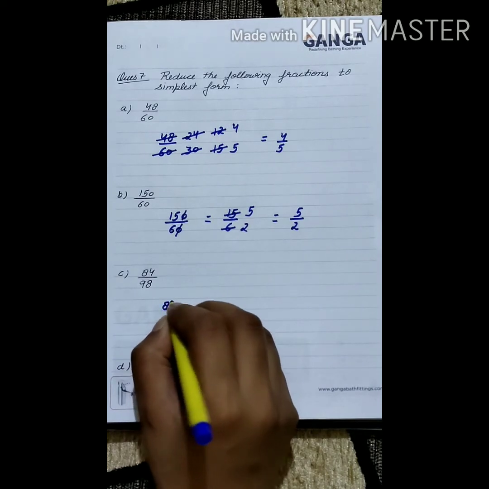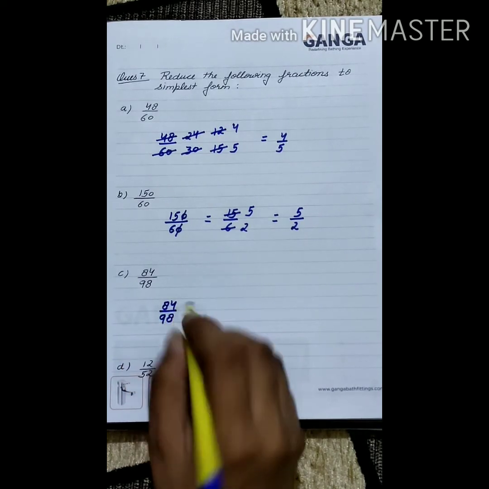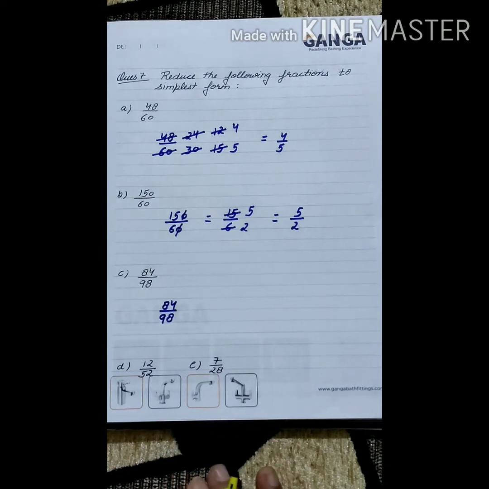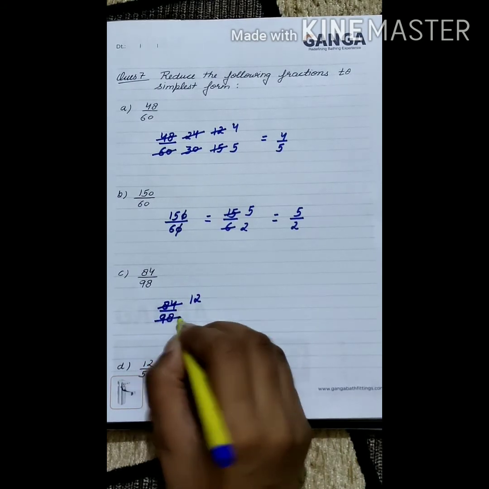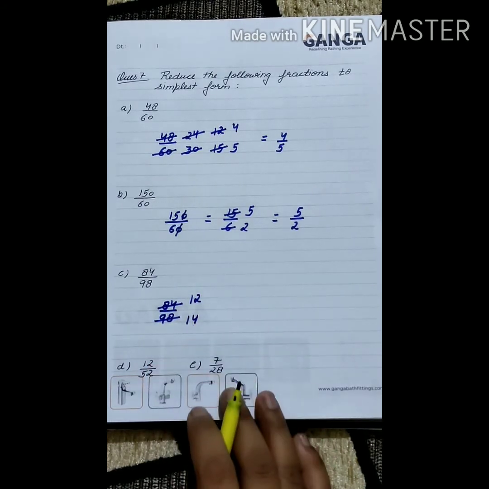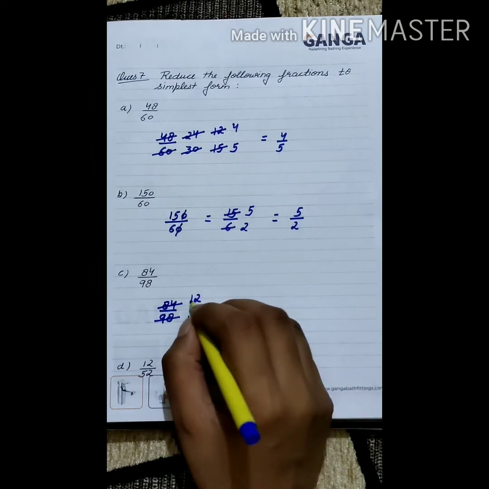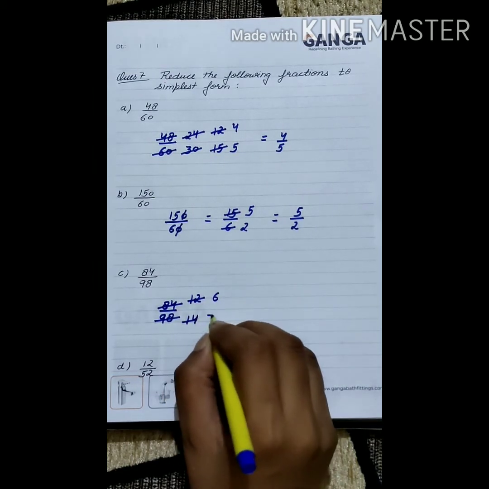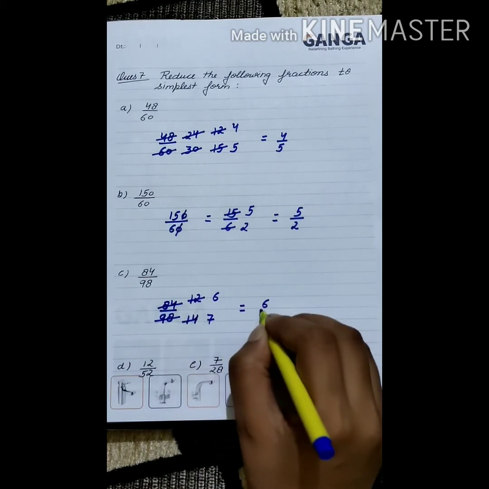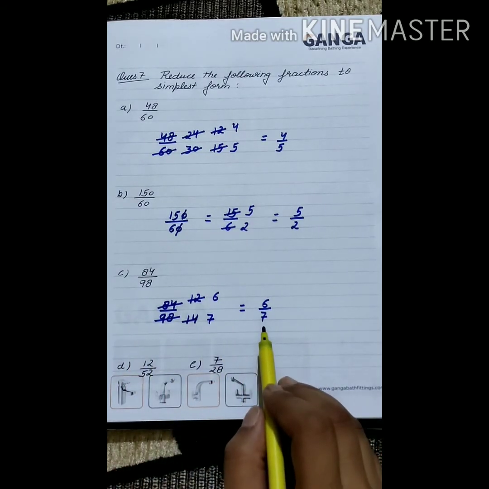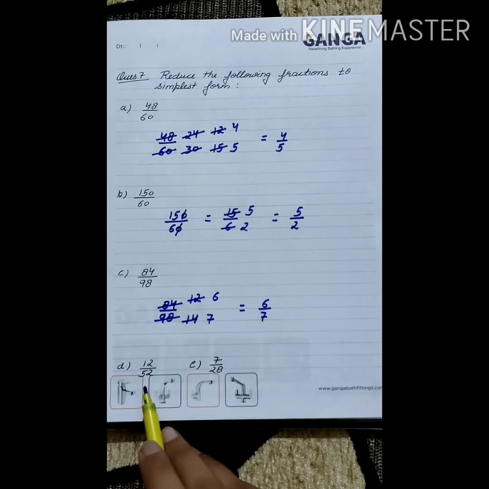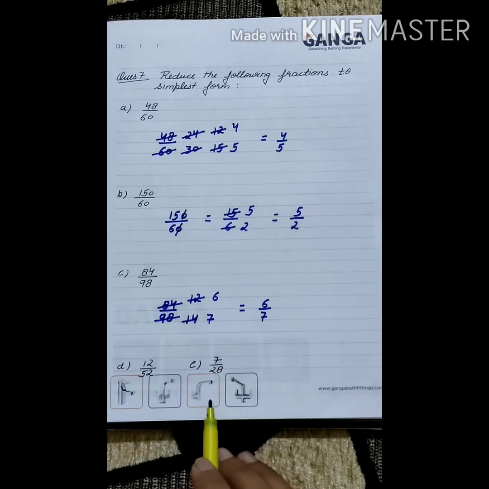C part, 84 upon 98. Both have highest common factor 7, so we will divide by 7. 7 1s are 7, 7 2s are 14. 7 1s are 7, 7 4s are 28. Both are even numbers, so we will divide by 2. 2 6s are 12, 2 7s are 14. Now both are co-prime numbers. So 84 upon 98 in the simplest form is 6 upon 7. D part, 12 upon 52 and E part, 7 upon 28. It is similar to our previous three parts, so I am giving it to you as homework, try to solve.